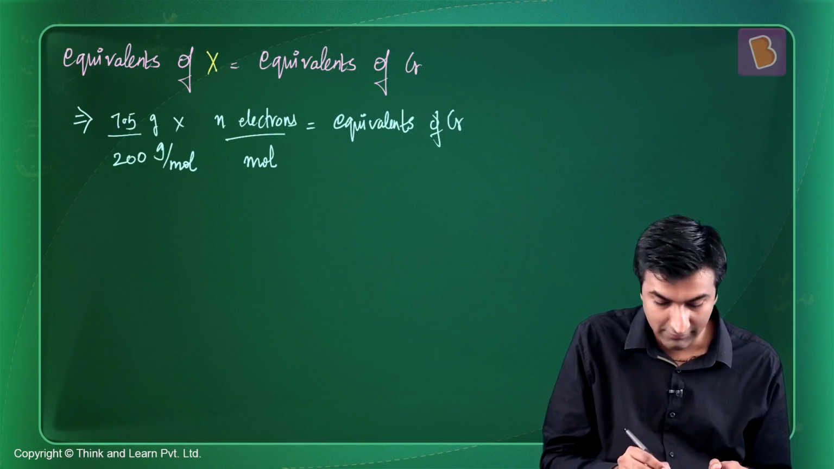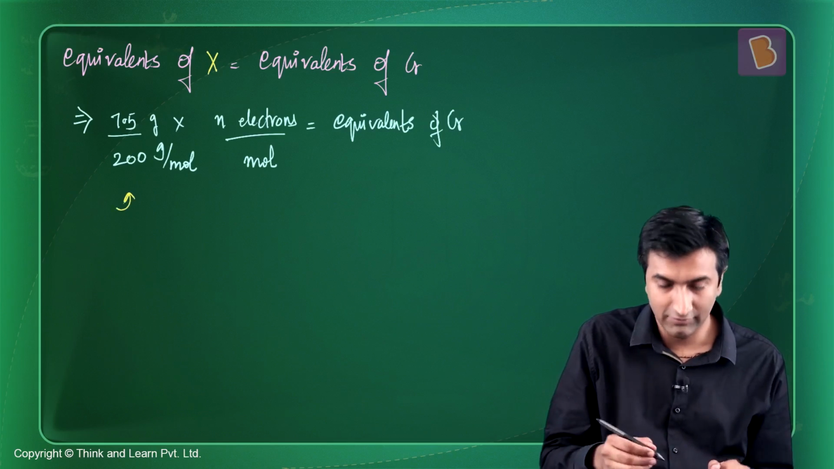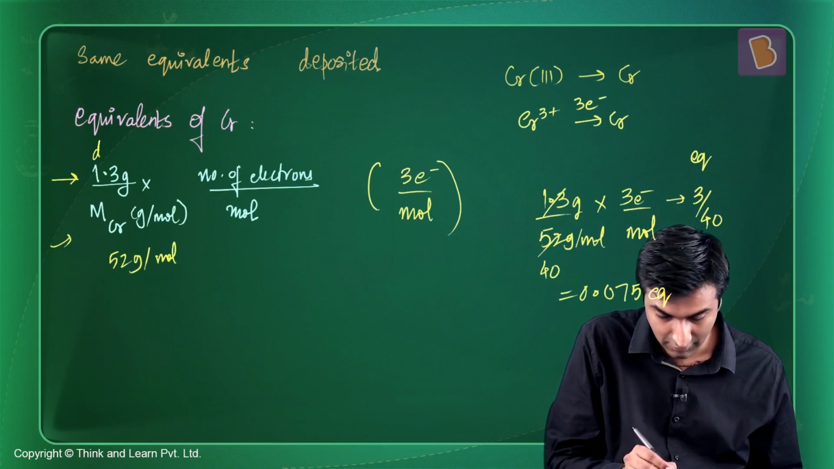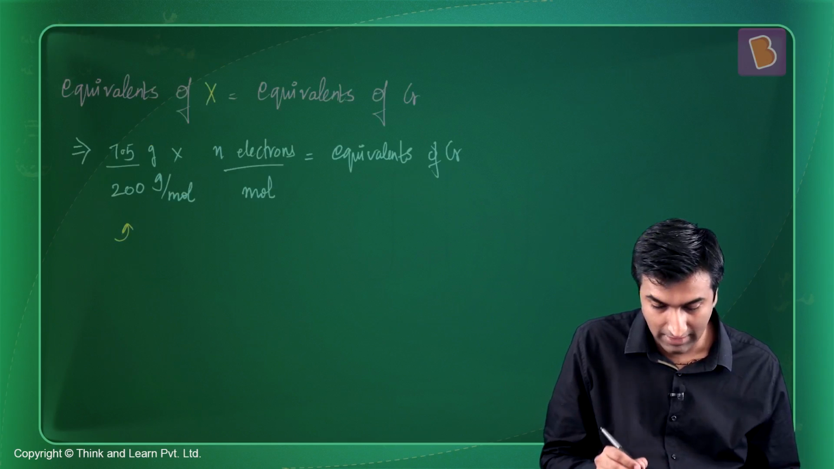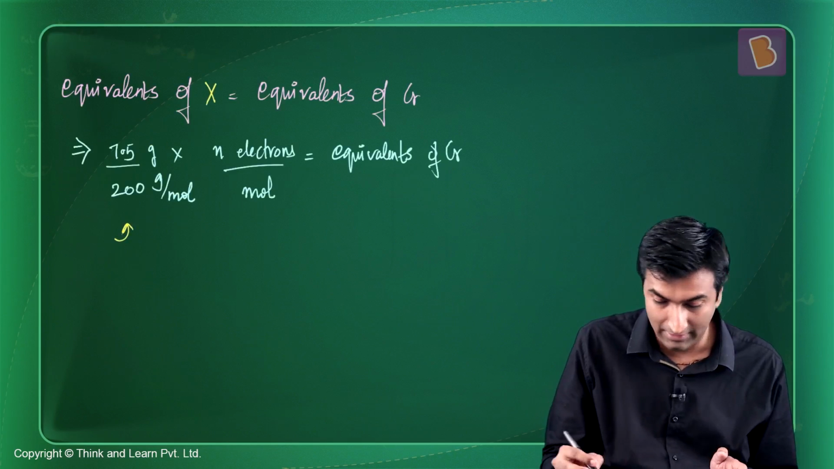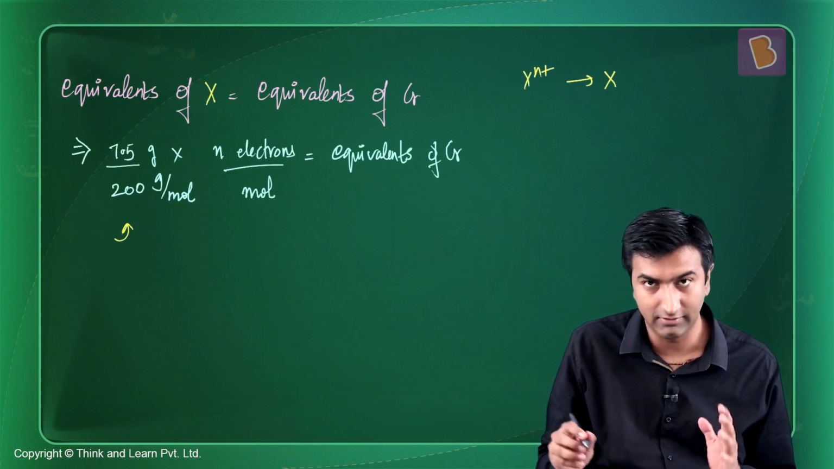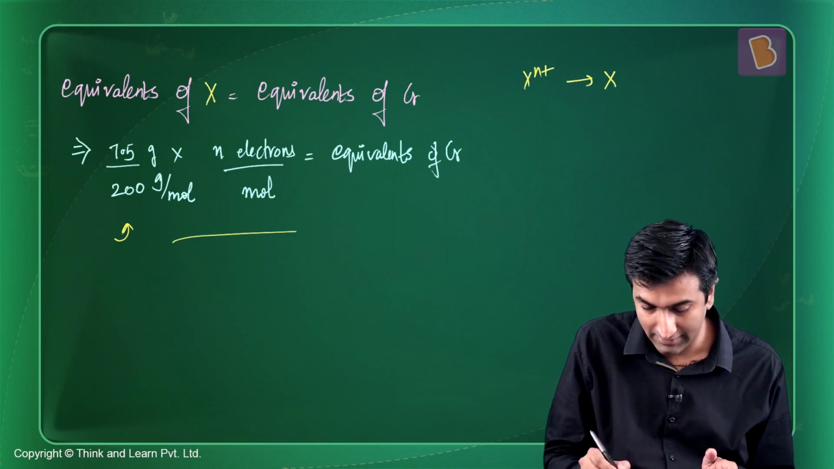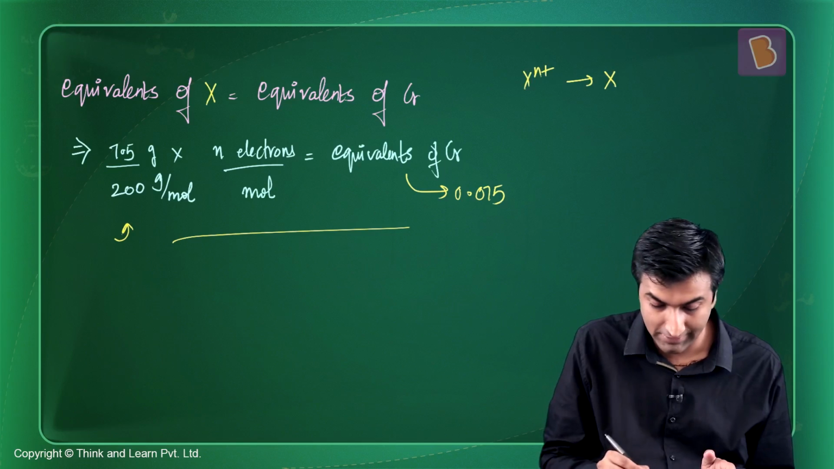So the mass deposited was 7.5 grams. The molar mass is given here to be 200 grams per mole. That's what I've just given you as the equation on top, right? I'm just substituting the same thing here: the deposited mass divided by the molar mass times the number of equivalents per mole. The number of equivalents per mole here is going to be n. I'm assuming that X^n+ becomes X, right? That's a fair assumption. And you already have this value to be 0.075, so just substitute that there and you get n.